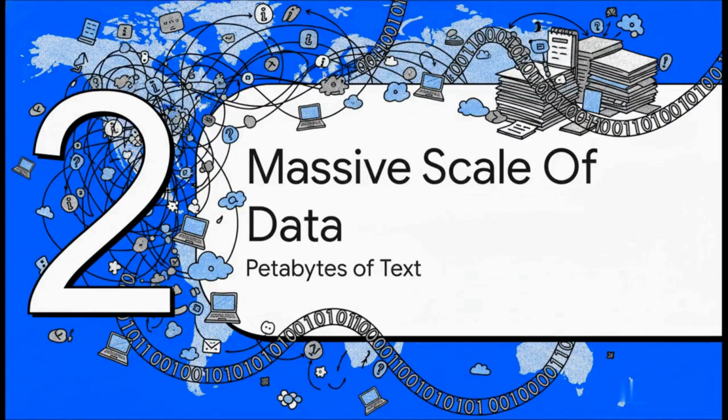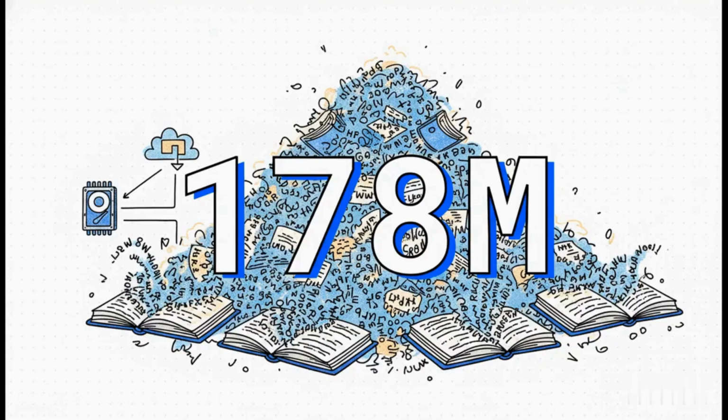Moving right along to section 2, the massive scale of data. To really grasp how these models operate, you have to anchor your understanding of the scale we're dealing with. Think about this. Just one single gigabyte of data holds roughly 178 million words of plain text. That's practically a whole library sitting in a tiny folder on your desktop.